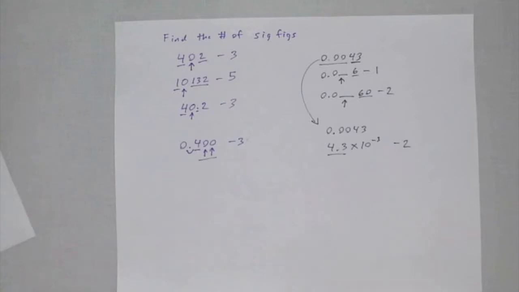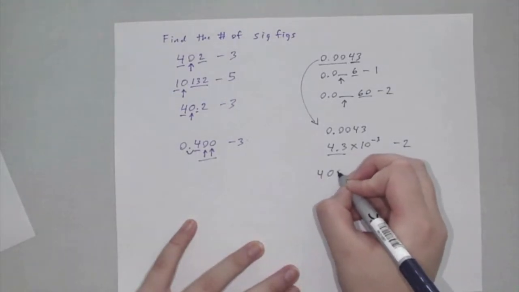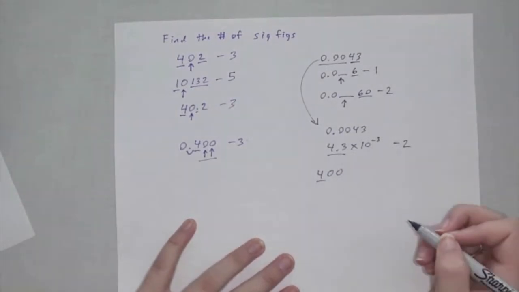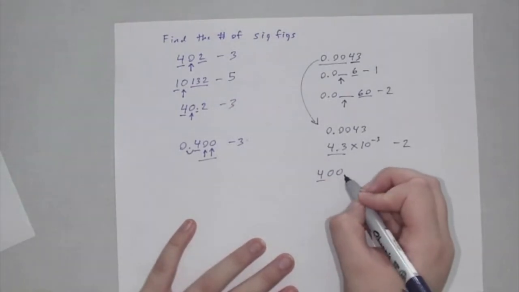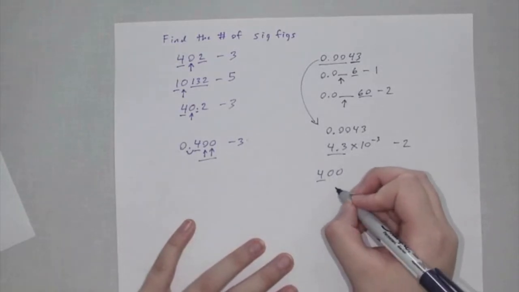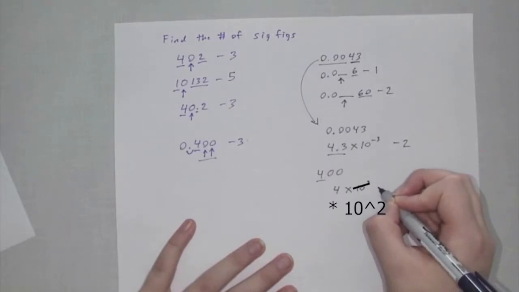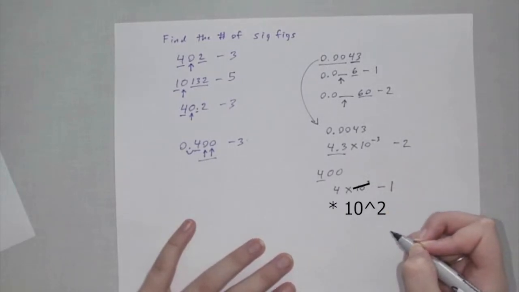The same is true for larger numbers. So if we have, say, 400, this also only has one significant figure because there's nothing sandwiching these zeros. But again, another way to think about this is to write this as 4 times 10 to the third. And again, it becomes clear this only has one significant figure.